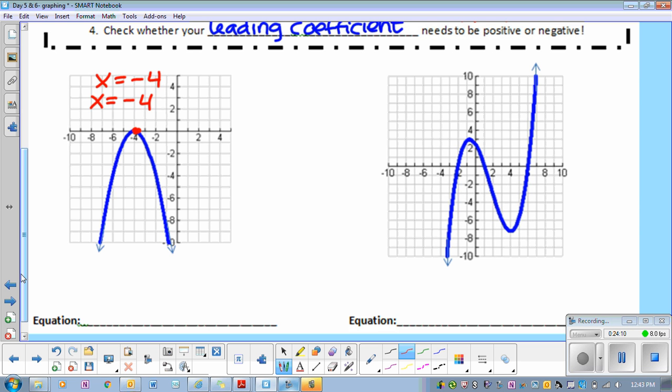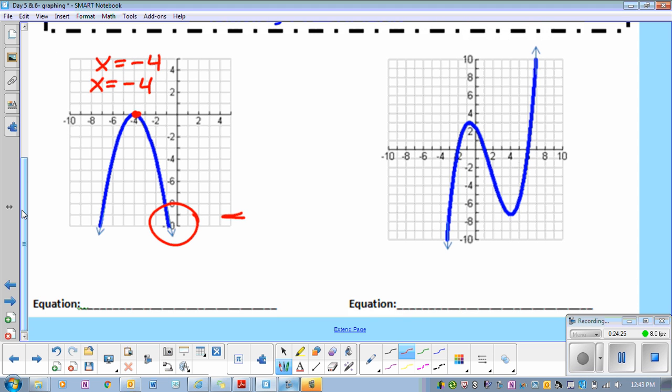Now, the next thing I'm going to check is, what is the right arm doing? Right arm is going down. Uh-oh, then it's a negative. Okay? I'm going to lay it all out and put it all together. So, since x equals negative 4, if I make it equal to 0, then I need to add the 4, right? Then I get x plus 4 equals 0. You do that twice, though. I'm only going to do it once here. That's my factor.